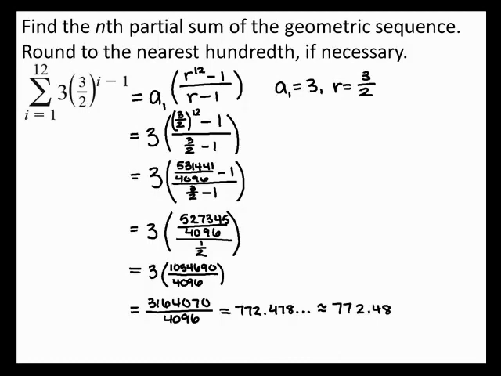The sum from i equals 1 to i equals 12 of 3 times 3 halves to the i minus 1 is approximately equal to 772.48.